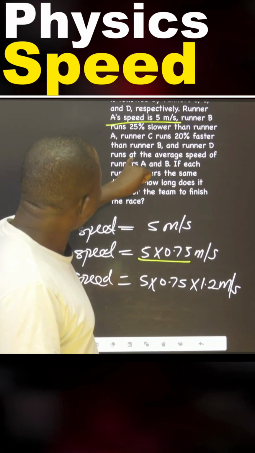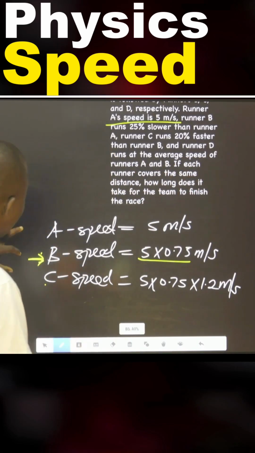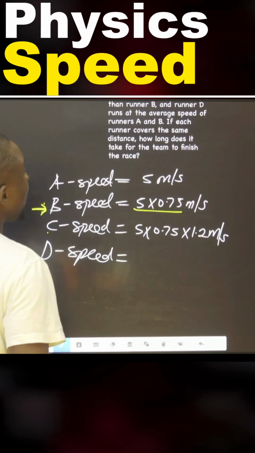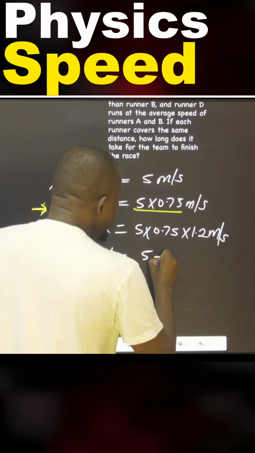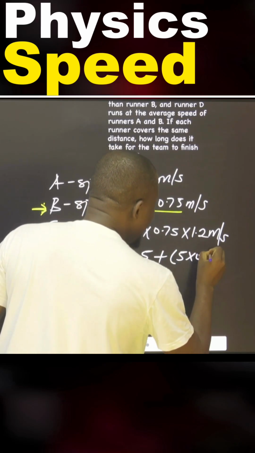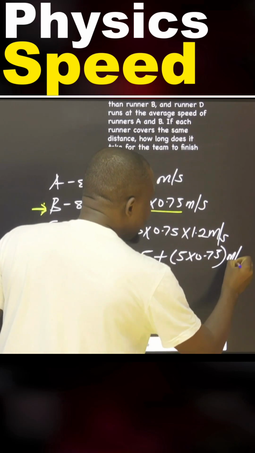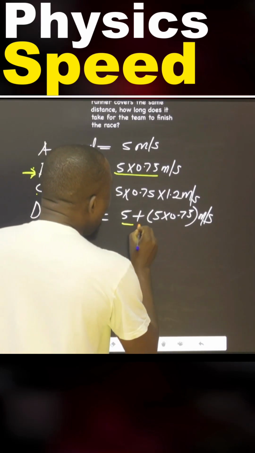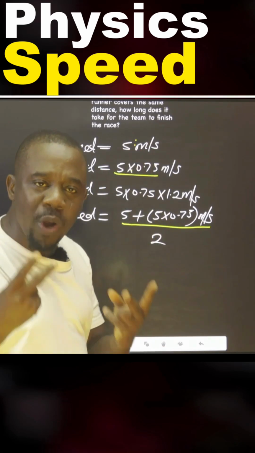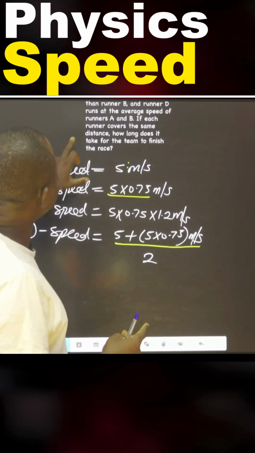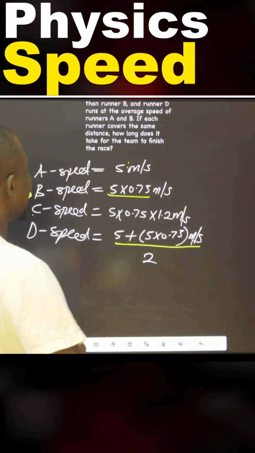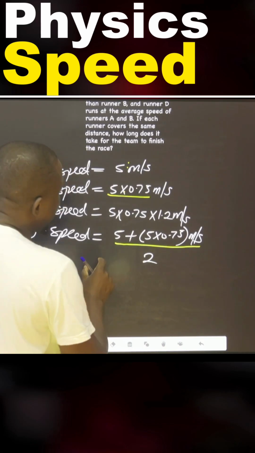D is the average speed of A and B. Okay? The speed of D is average of what? Of A and B. This is A, 5 plus for B, that is 5 multiplied by 0.75 in meter per second. Okay? All over 2. Why am I dividing by 2? Because we are considering two speeds. We are looking at the average. It says what? D is average speed of the two. Now you know. So finally, let's work everything out.